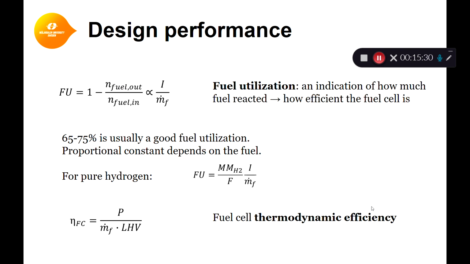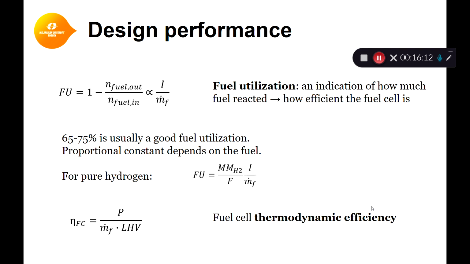To define the performance of the fuel cell, we can define two variables. One is the fuel utilization, and this is the ratio between the fuel that is consumed in the fuel cell and the fuel that is fed to the fuel cell. So it's an indication of how much fuel is reacted, so how efficient the fuel cell is. It is proportional to the ratio between current and fuel flow, and the proportional constant for pure hydrogen is the ratio between molar mass of hydrogen and Faraday constant. The fuel utilization can never be 100%. This is an unreasonable expectation.